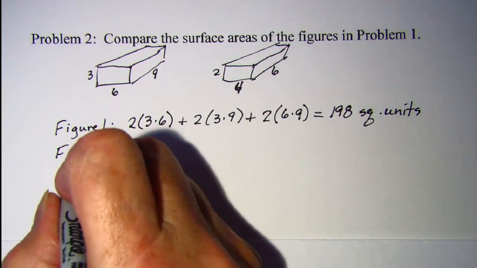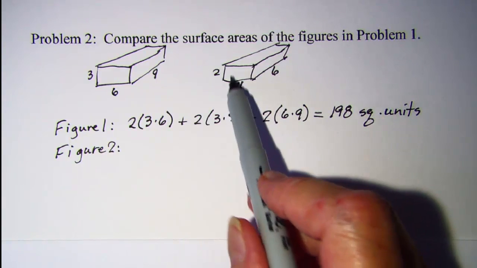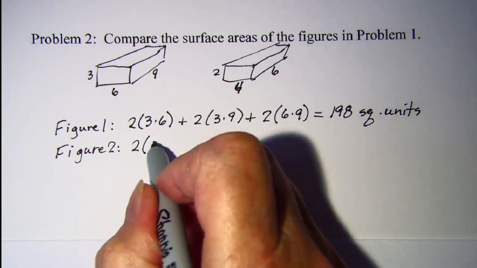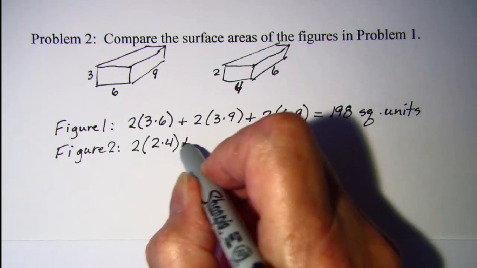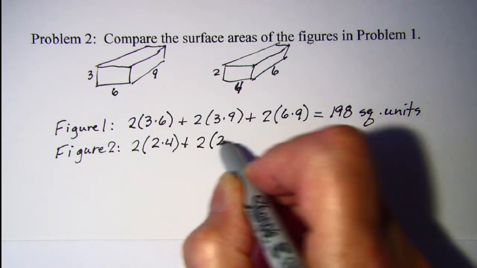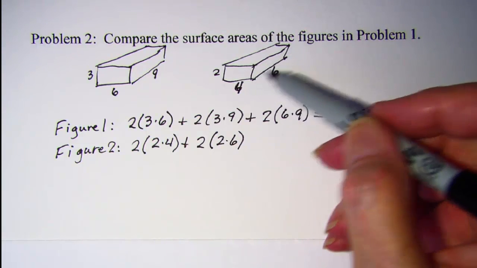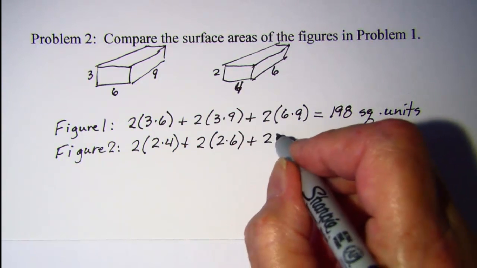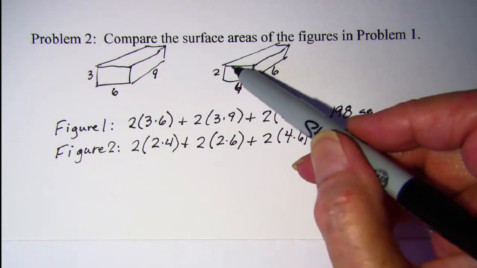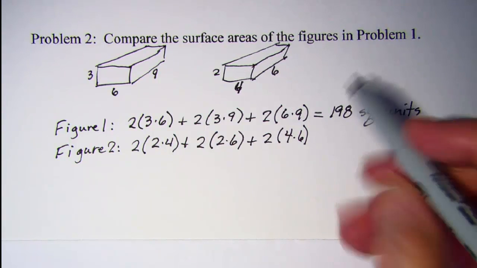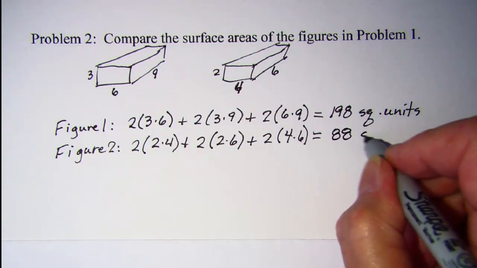And then figure 2, we'll do the same thing. Our front and back, we have 2 of those, and they have dimensions 2 by 4, plus we have 2 surfaces that measure 2 by 6. That would be the right and the left side, 2 by 6. And then we have 2 surfaces that measure 4 by 6. That would be the top and bottom, 4 by 6. So the total surface area for this one is 88 square units.